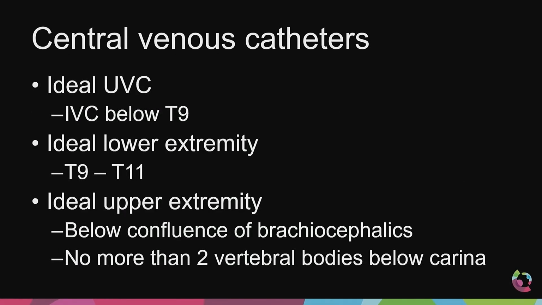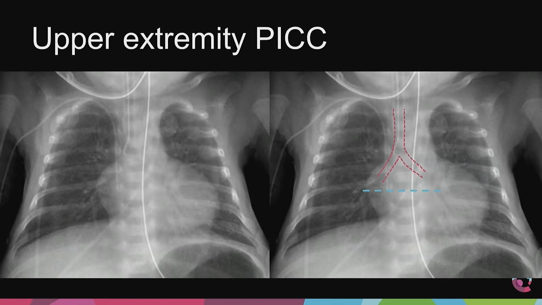In terms of positioning, ideally you want the umbilical venous catheter tip in the inferior vena cava below the level of T9. Lower extremity central vascular catheters, ideally you want that tip position between T9 and T11. And then upper extremity catheters, ideally the tip below the confluence of the brachiocephalic veins, so getting into the superior vena cava, but no more than 2 vertebral bodies below the carina. So here's an example of that.